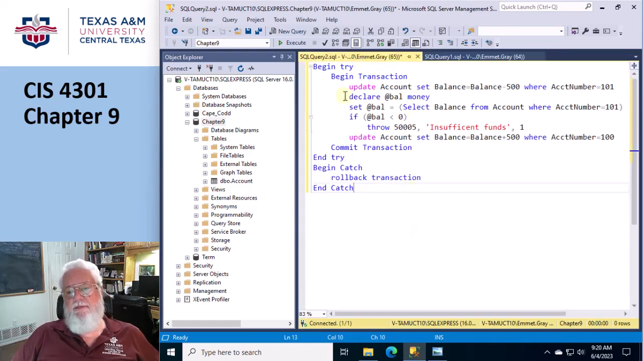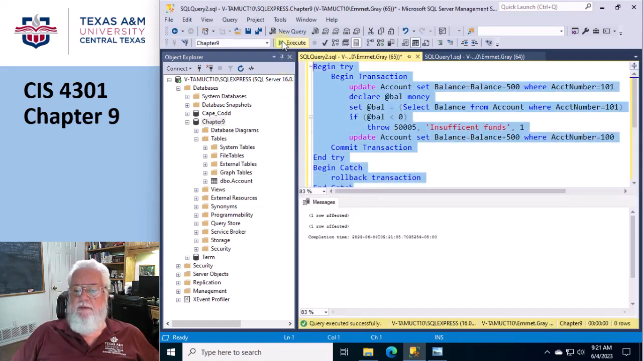Now, I'll confess there's an awful lot of stuff in here that we haven't covered, but just bear with me. So I update the account where I take $500 off of the account, and then I check to see if I'm below zero. If I am below zero, I throw an error. Otherwise, I commit the transaction. So I'm just going to run this, and let's go look at the account balance now.